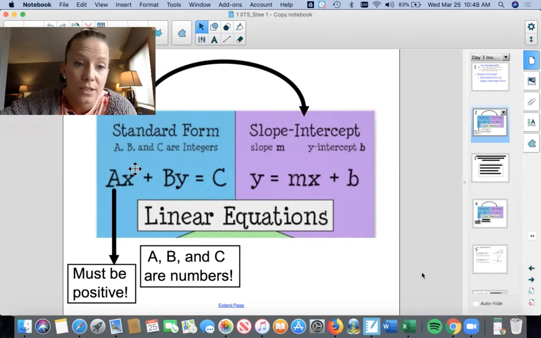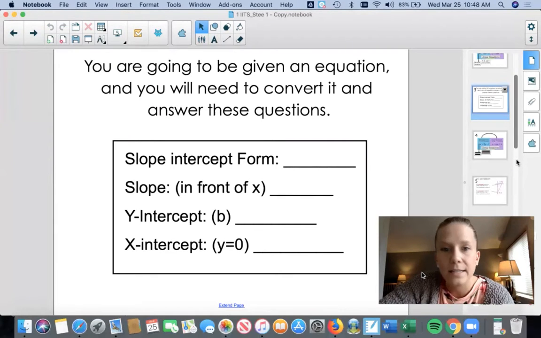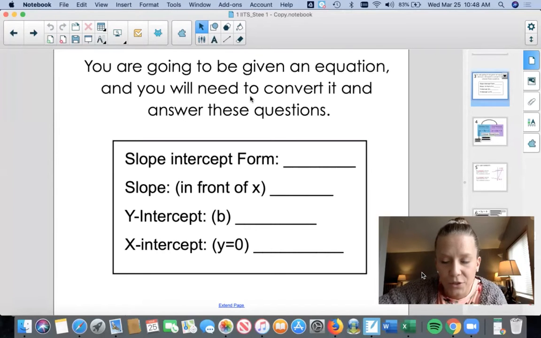So today I'm going to teach you how to take it from standard form and turn it into slope-intercept form, okay? Now, what I'm going to do here is show you what you are going to have to do. So you're going to be given an equation in standard form, and you're going to have to do these 4 questions. So you're going to have to tell me what it is in slope-intercept form. You're going to have to tell me the slope, the y-intercept, and today you also will have to tell me the x-intercept.